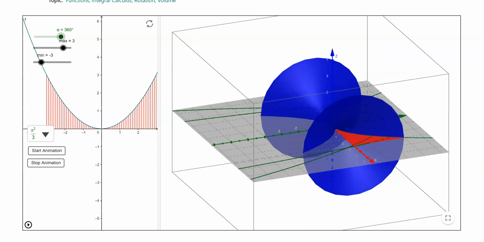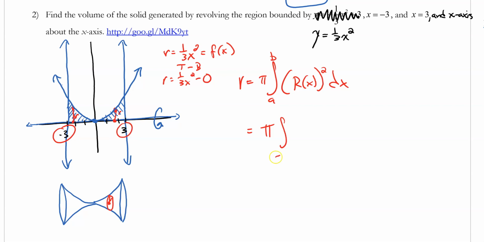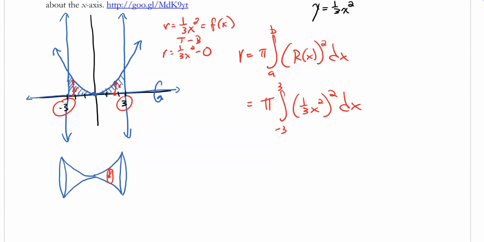And using calculus, we can calculate the volume of that object. So we know that the volume is pi integral from a to b of, I'll call it r of x squared, whatever that radius is. And in this case, that radius is our function, right? 1/3 x squared. And we're going from x value to x value. So -3 to 3 of (1/3 x squared) squared, because we have to square it, it's r squared. Again, how does that formula work? Area of a circle is pi r squared.